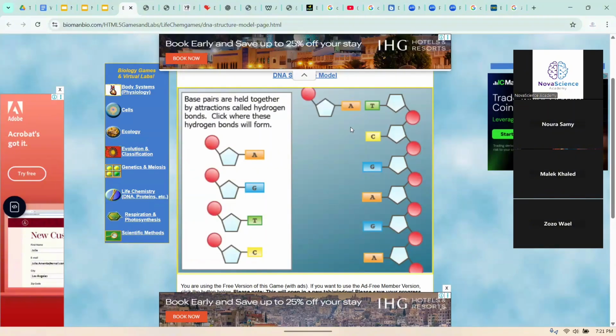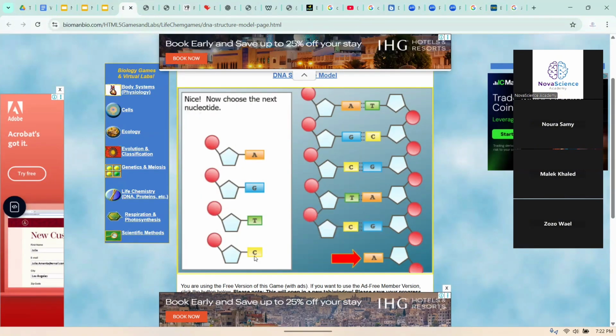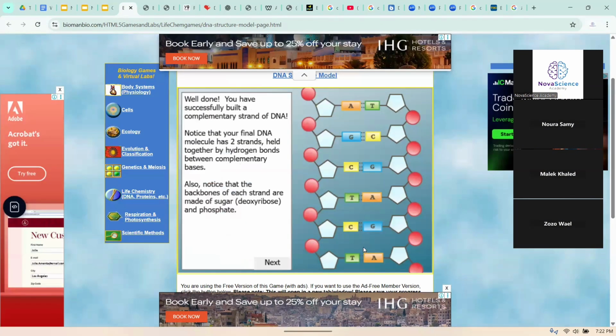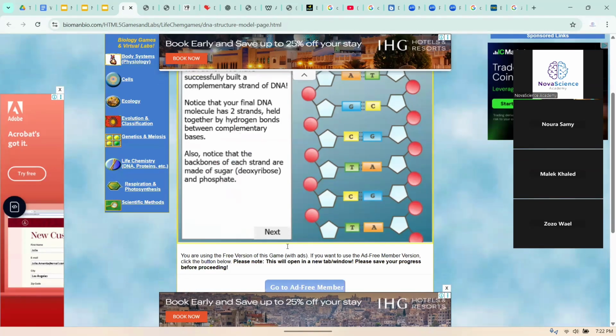T is always pairing with A. Okay, let's go to the next. C. C will always pair with G. Hydrogen bond in the middle. And now we build a double strand DNA.